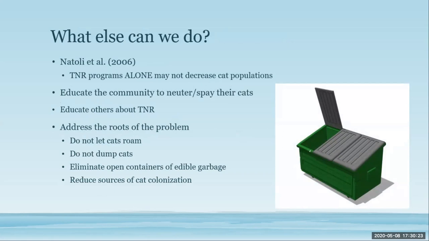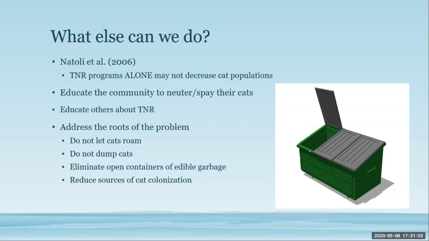What we can do is we can educate the community to neuter and spay their cats. So neutering and spaying their cats would eliminate the possibility of more cats being reproduced with respect to that one cat that's neutered and spayed. So if this individual effort were to become a collective, then we can strive to reduce that population of feral cats. Perhaps we can educate others about TNR. So the more people who are educated about TNR, the more enthusiastic they would be about participating in a program, and thus more steadily reducing that feral cat population.